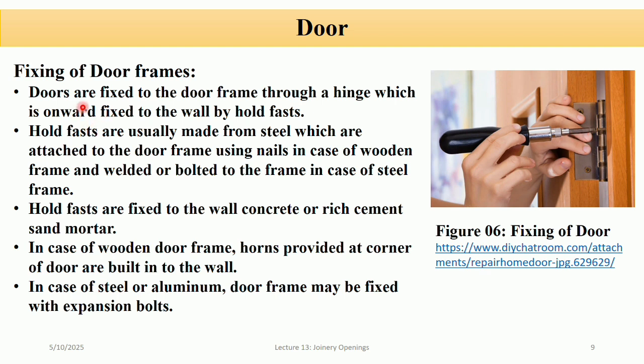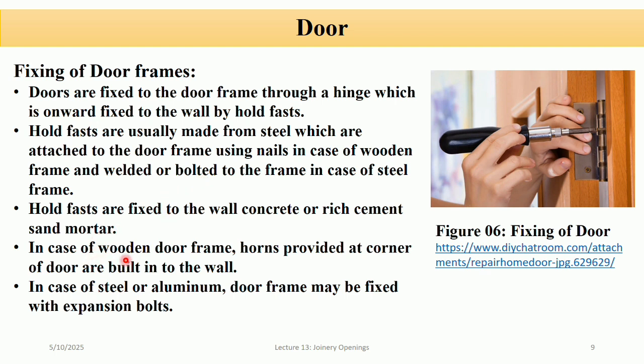We can fix the door by a hinge. Doors are attached to their frames using hinges, which allow smooth opening and closing. The frame itself must be securely fixed to the wall to resist the operational forces applied during use. And we can use a holdfast to fix the door frame. Holdfasts are steel strips or rods used to anchor the frame to the wall. They are inserted into the wall and embedded in concrete or cement sand mortar.